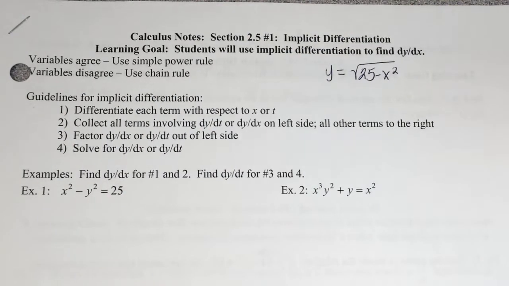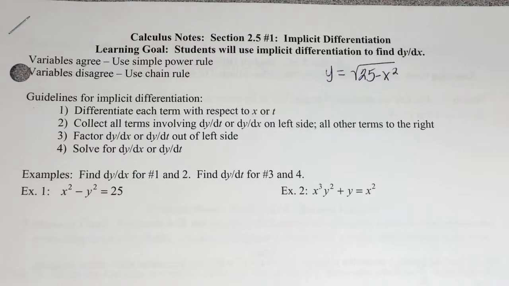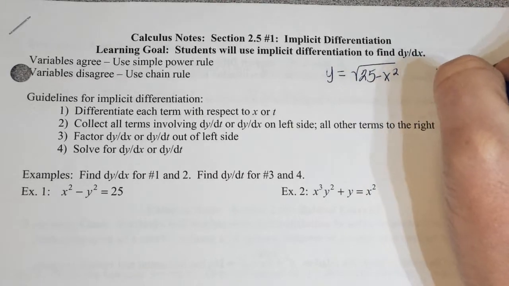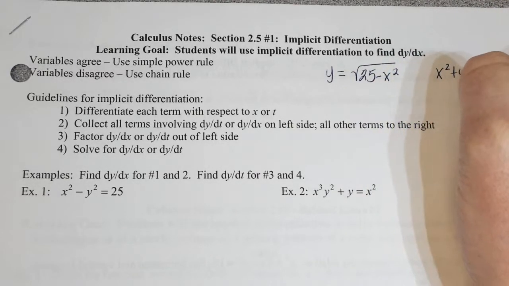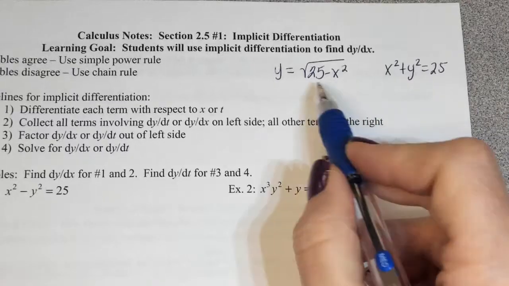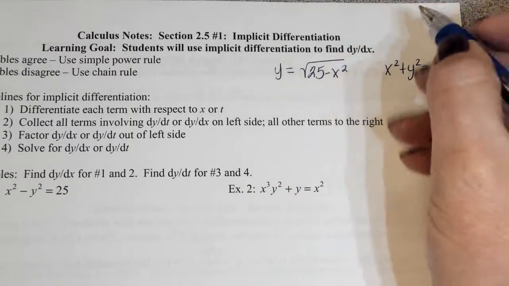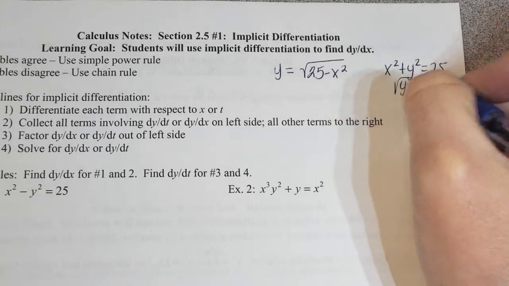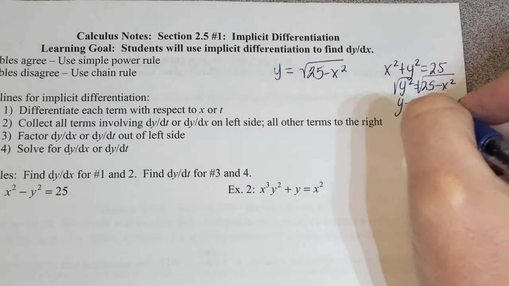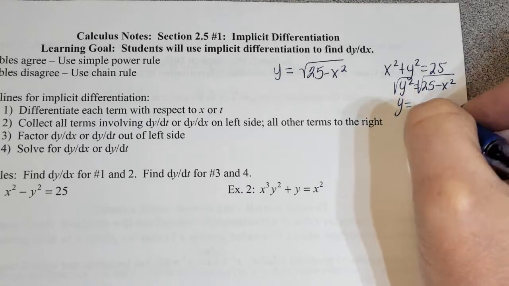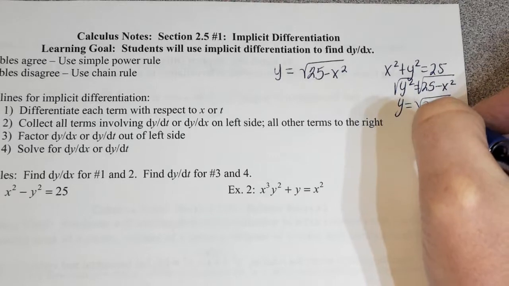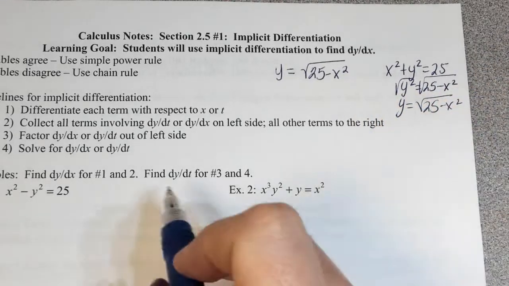And I went ahead and solved it for y because you don't know how to take derivatives any other way unless they're solved for y. But what this problem was originally was this. So what I had to do to get it into this form was subtract the x squared and then take the square root. And when I take the square root, it's actually plus or minus this, but I just gave you the positive of it because I didn't want you to have to do two problems.